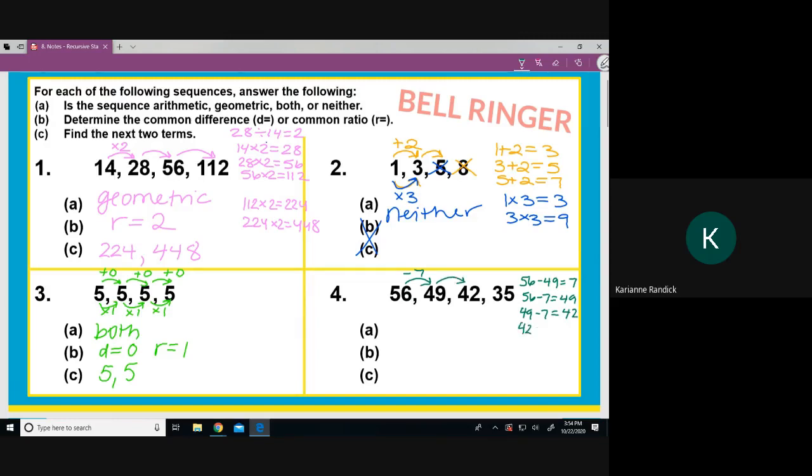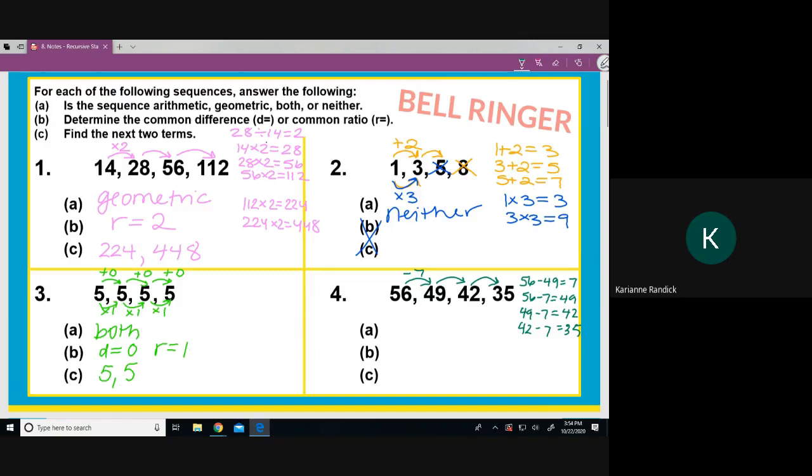And then 42 minus 7, and that gives me, yep, 35. So make sure you always check all of them to make sure it works, but it did. I got 35 here. So I know it's subtraction of 7. Because subtraction, I think subtraction and addition go together.